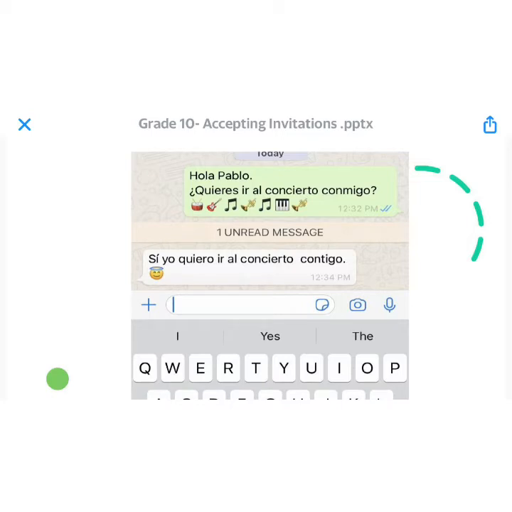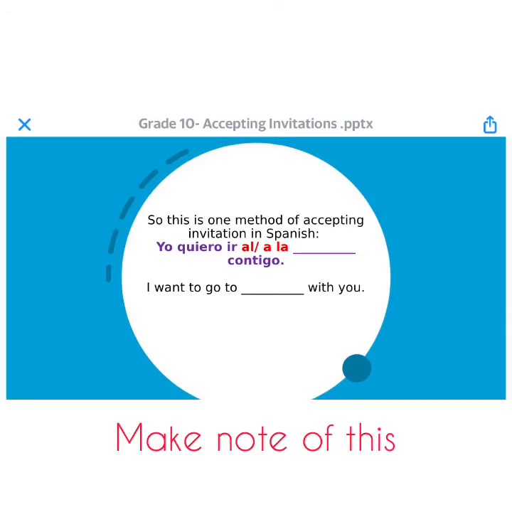Now let us look on Pablo's response. So he says, Sí, yo quiero ir al concierto contigo. Do you know what this means, students? Tell me now. Excelente, estudiantes. It does mean, yes, I want to go to the concert with you. So students, one way to accept invitations in Spanish is to simply say, yo quiero ir al or yo quiero ir a la, followed by the place contigo. And this means I want to go to wherever the place is with you.